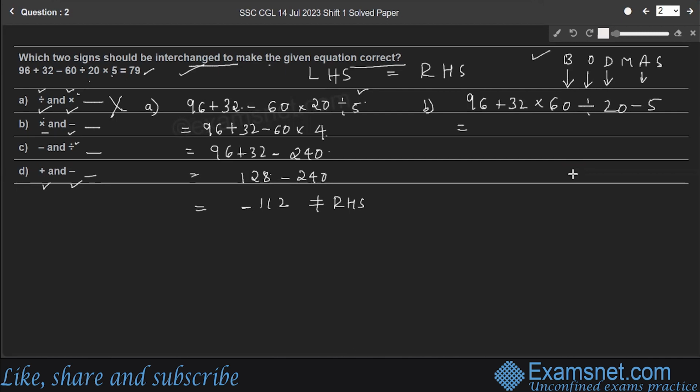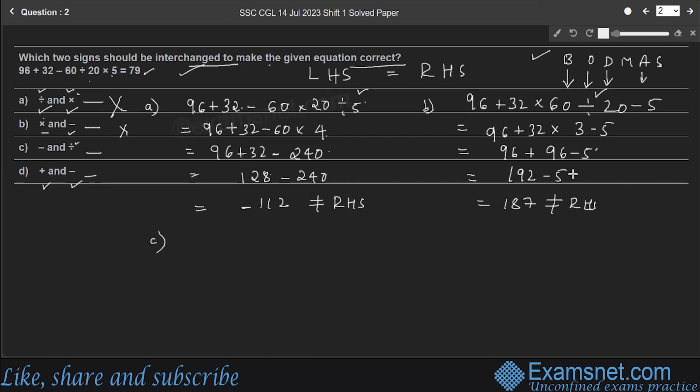So apply the BODMAS rule. According to which, let us go for 60 by 20. So 96 plus 32 into 60 by 20 is 3, minus 5. Next comes multiplication. 32 into 3 is 96, so 96 plus 96 minus 5. Next comes addition. 96 plus 96, which is 192, minus 5 is 187, which is not equal to RHS. So option B is also not the answer.